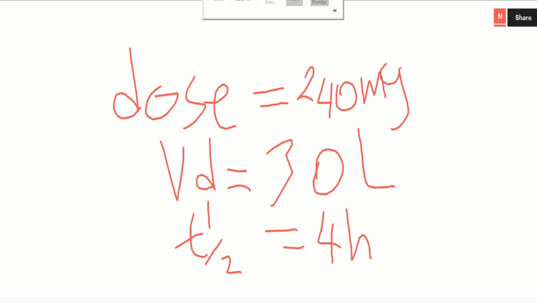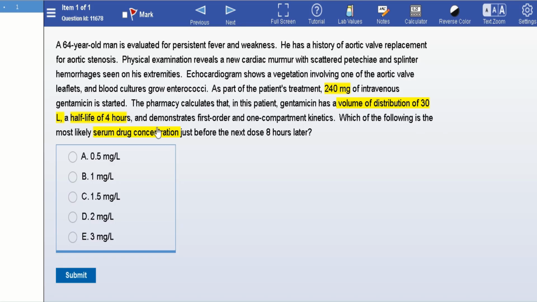What does he want? He wants serum drug concentration after 8 hours. And you should figure out right away that 8 hours is double the 4 hours. So what the examiner wants is the serum drug concentration after 2 half-lives. It's important to note that this drug demonstrates first-order kinetics, and that's to show you that the half-life is constant, and you should calculate it as 8 hours is 2 half-lives.